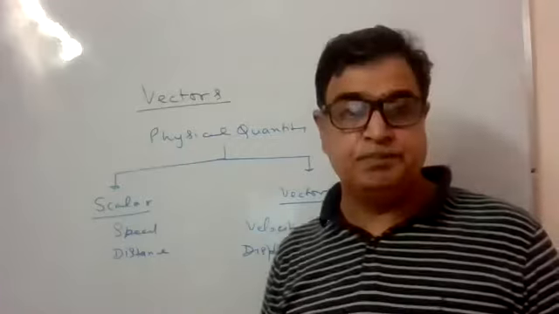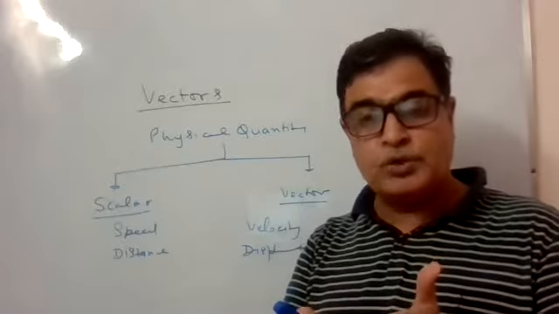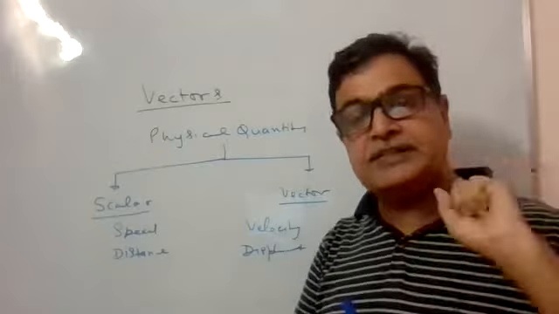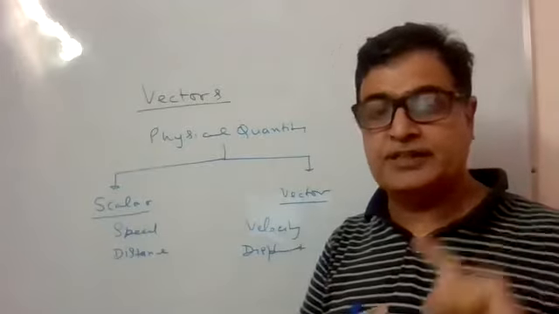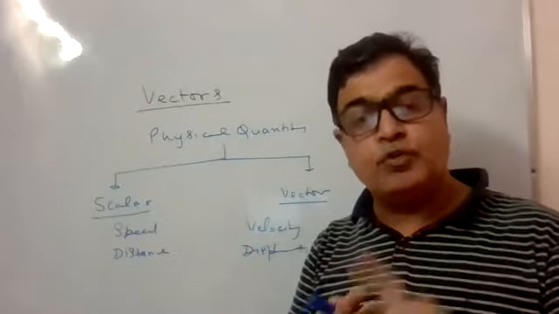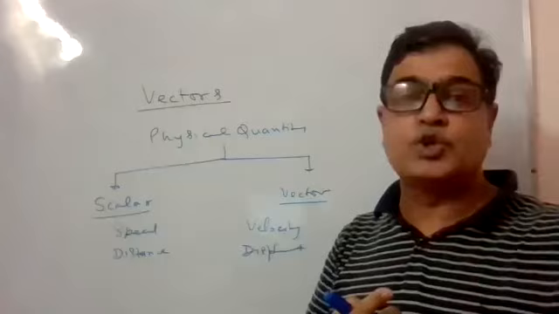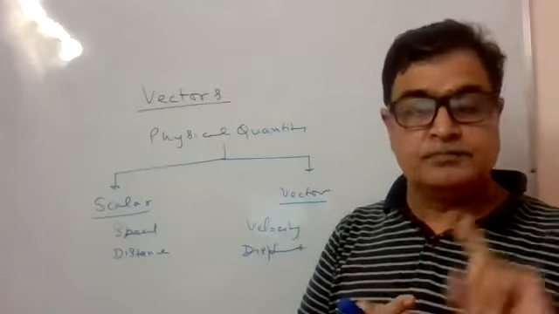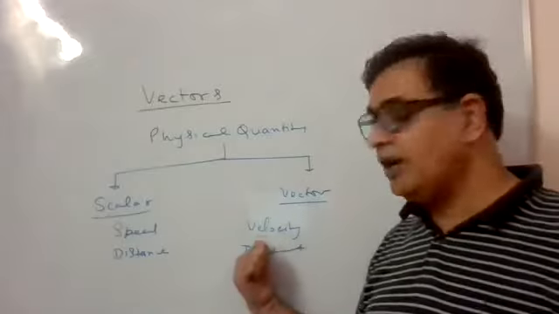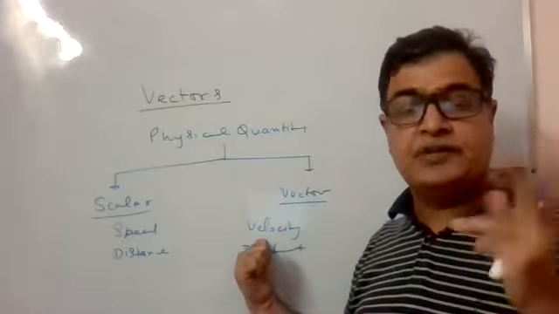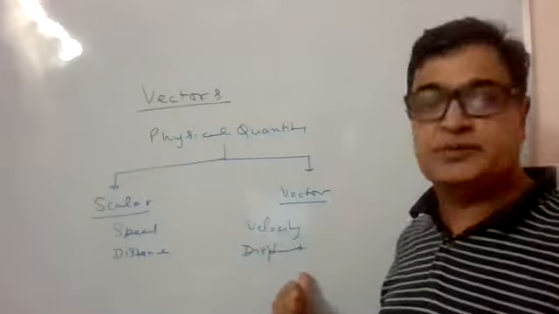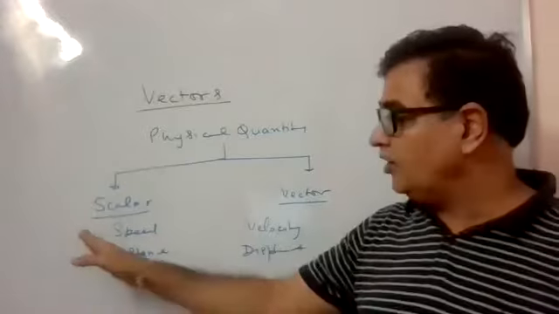In the same way, distance. If I say my house is 4 kilometers away from my school, that is a distance given. 4 kilometers is the distance. But when I say displacement, I should give the distance as well as the direction in which to go. Direction must also be given; that is called a vector quantity. So velocity is a vector quantity, speed with direction. Displacement is distance with direction. This is distance, this is speed; they do not have any direction.